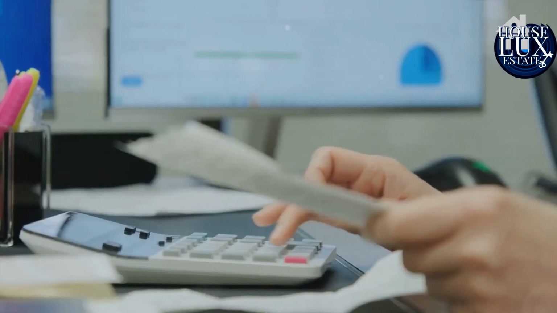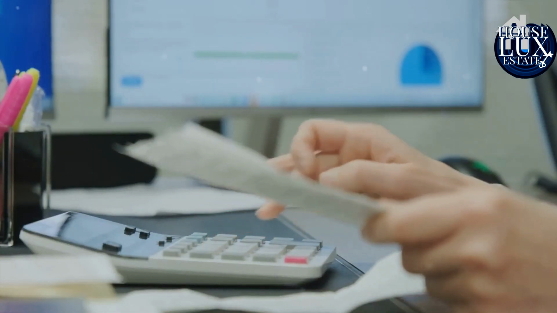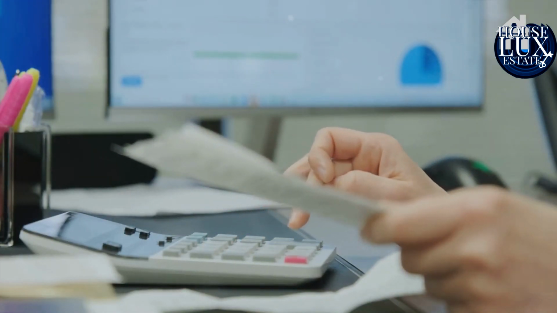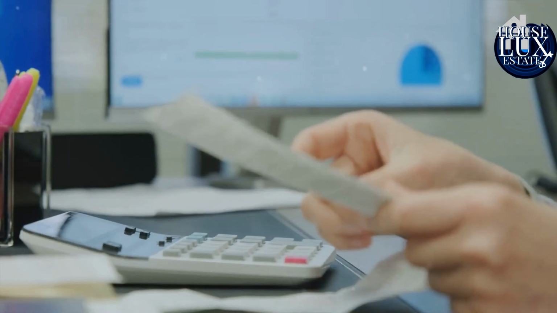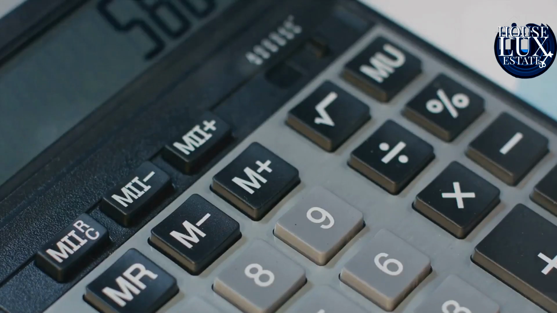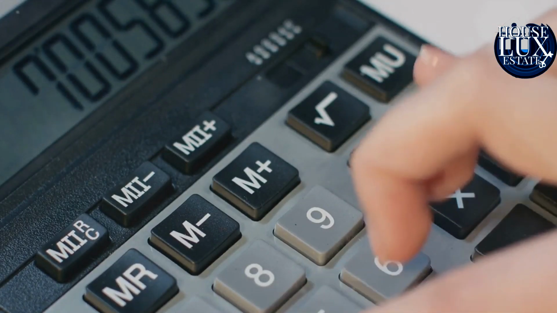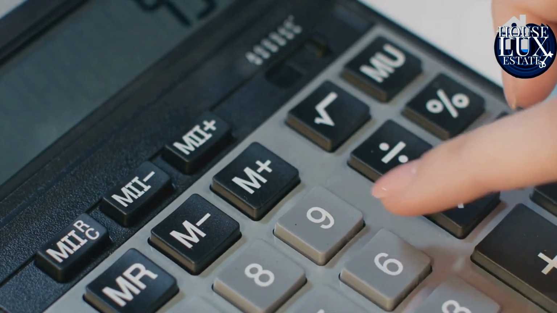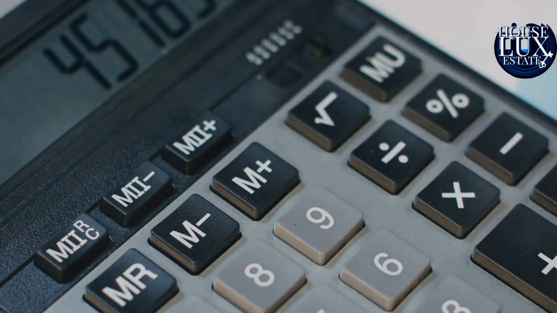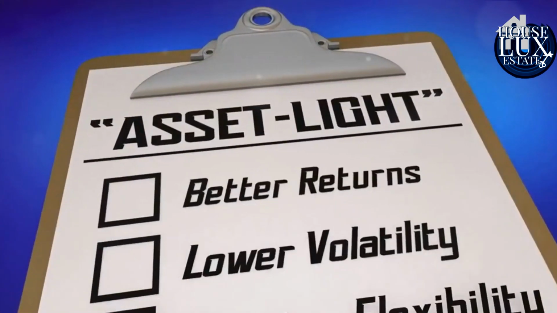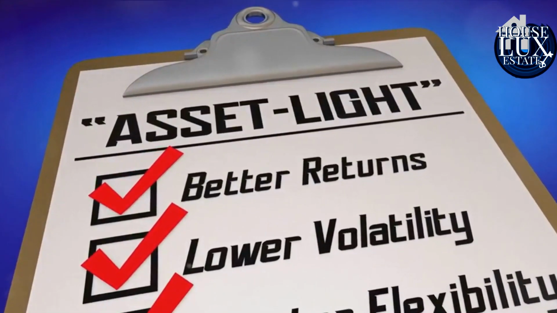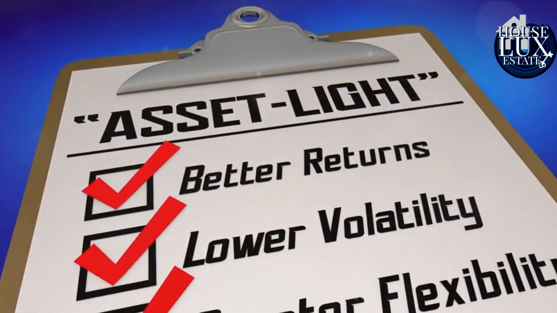Next, we have the quick ratio, also known as the acid test ratio. It's similar to the current ratio, but it excludes inventory from current assets before performing the calculation. Why exclude inventory? Well, inventory may not be easily convertible to cash, especially in the short term. A high quick ratio means the company has enough short-term assets, minus inventory, to cover its immediate liabilities.